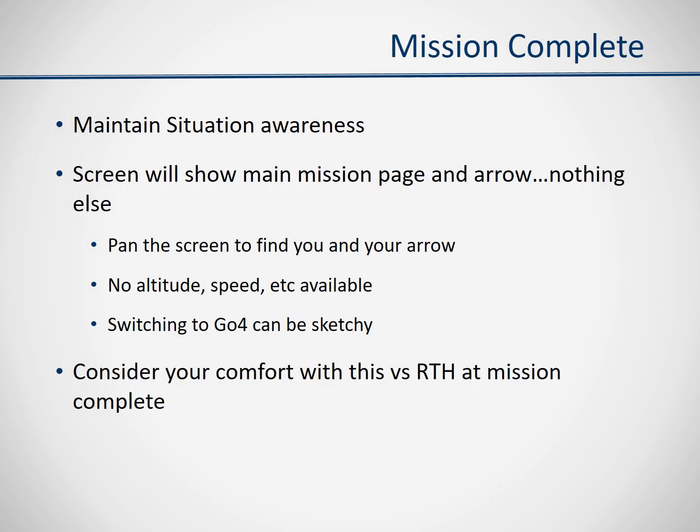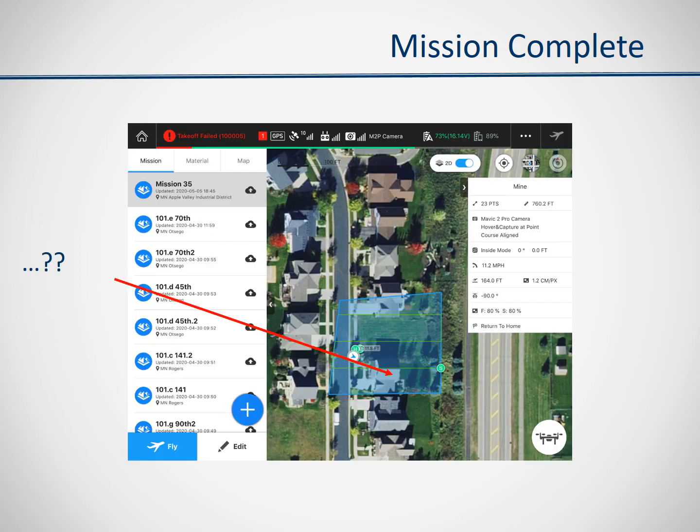All right, so when your mission is complete, again, maintain situational awareness, know where your aircraft is coming from. On DJI, I have no idea why, but it takes away all of your flight stats, so your altitude, your speed, your distance, etc. will all be gone. So over here, you can pan. Literally, you're flying the drone and it gets back to the home screen. So it does have your drone and it has your home point.